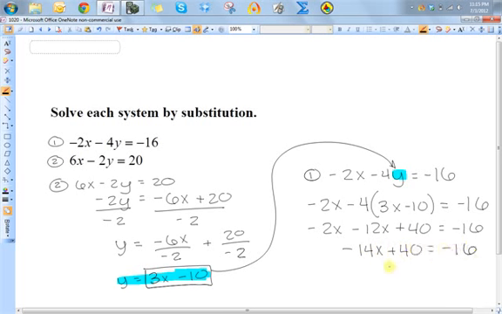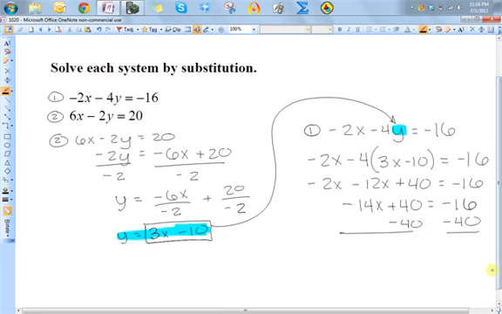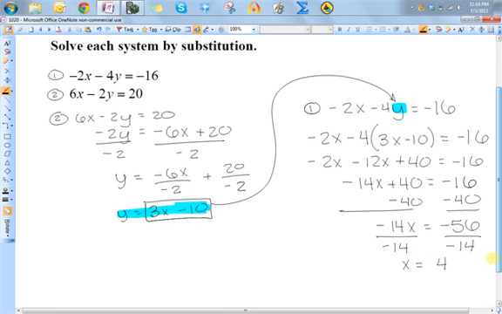Now let's subtract 40 from both sides. So that gives me negative 14x equals negative 56. And then I want to divide both sides by negative 14. So x is equal to 4. So now I know what x is. And I need to find y using this value.